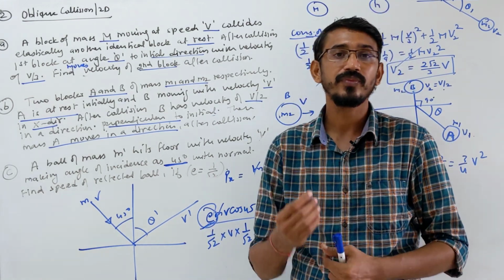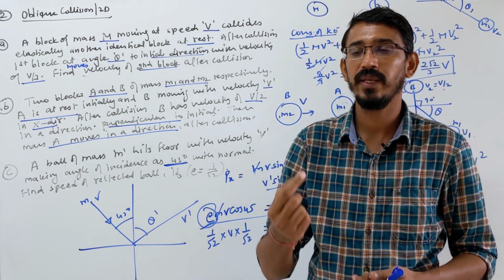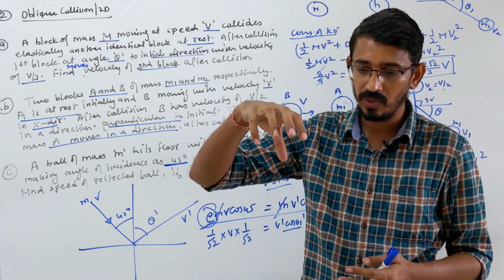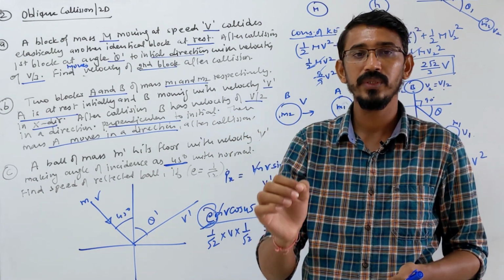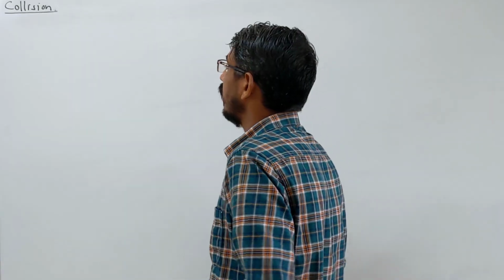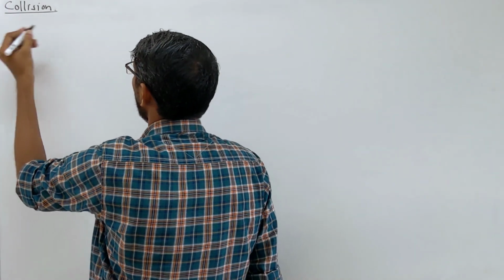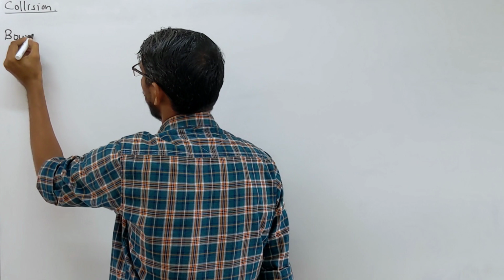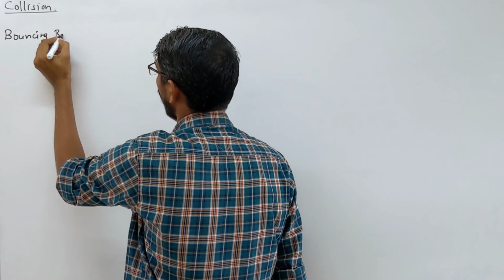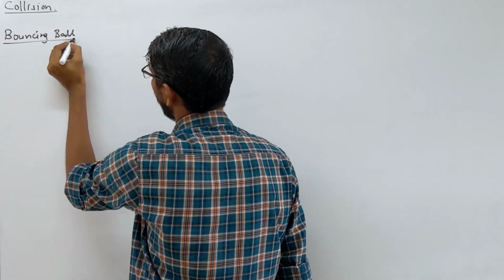Now what we will do? One small topic is remaining, like rebounding. You drop a ball to the ground, then it will rebound many times before stopping. We will do that problem, then the collision will be over. So we are doing a problem based on collision, that's called the bouncing of a ball. After this we will be done with collision and the complete chapter will be over.